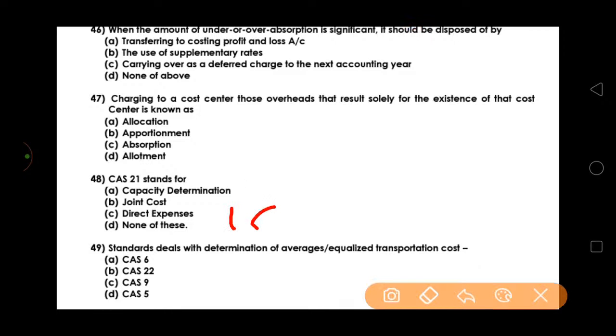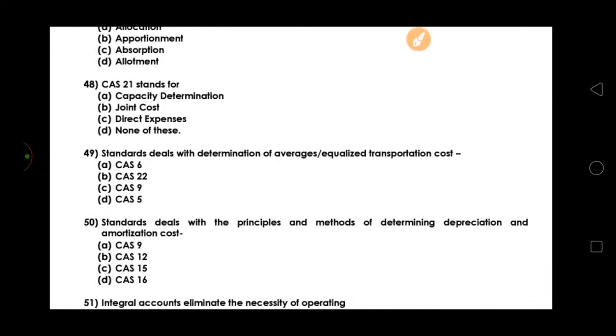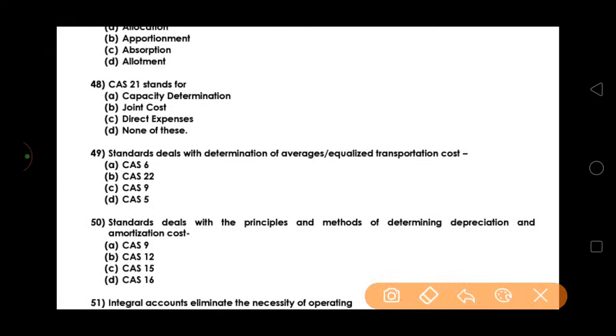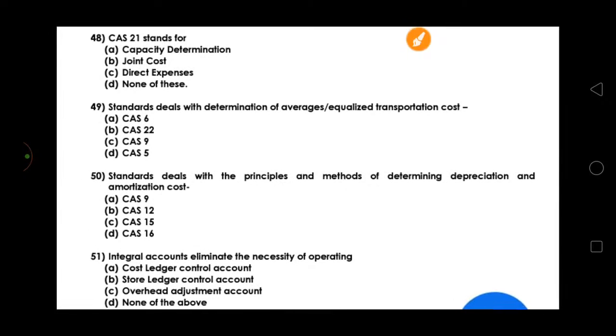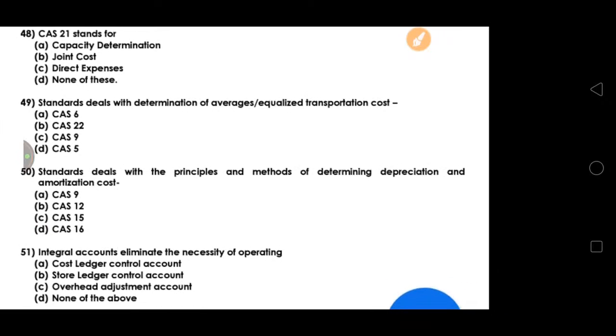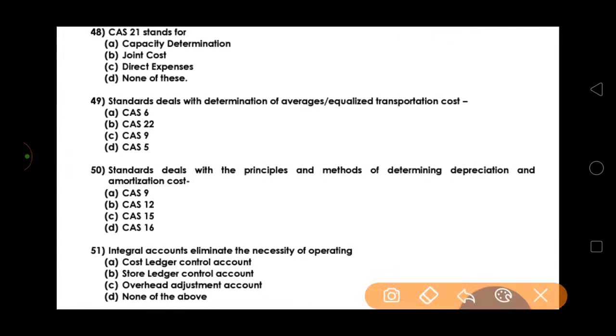Direct expenses is cost accounting standard number 10. Determination of average cost and equalization is number 16. Cost accounting standard 12 deals with interest charges.